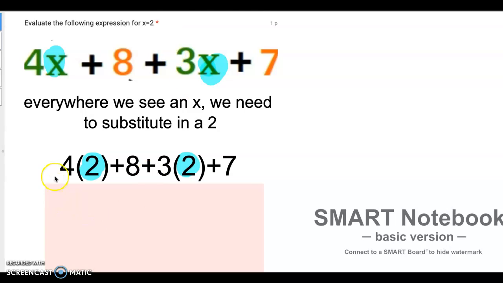Now, all you need to do is take this expression here, and you want to type it in Desmos. So you can type this entire thing in, making sure to include the parentheses to show where you substituted that in. When we evaluate the expression for x equals 2 and type this in Desmos, we get that the expression is equivalent to 29.